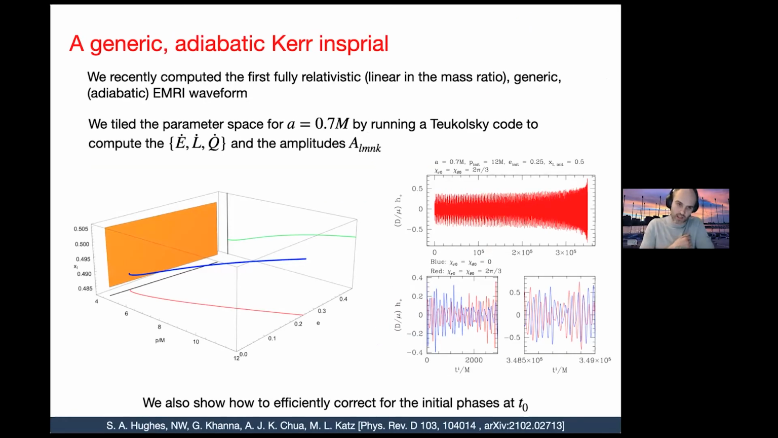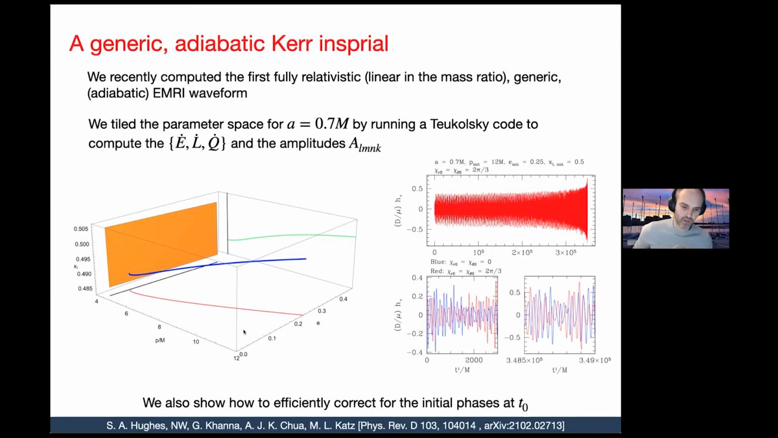That changed last year. For the first time, we actually put together everything required to compute a fully relativistic, again just up to linear in the mass ratio, generic, adiabatic, so just using fluxes, EMRI waveform. So for this, we tiled the parameter space for a particular spin, a equals 0.7 M. So this is the spin of the massive black hole. By running a generic orbit Teukolsky code to compute the rate of change of the energy, angular momentum, and Carter constant, as well as the amplitudes A for the waveform. Here then is an example of actually evolving the trajectory through the phase space.